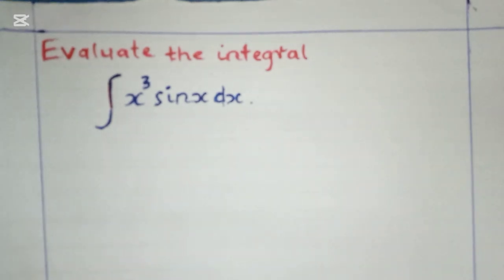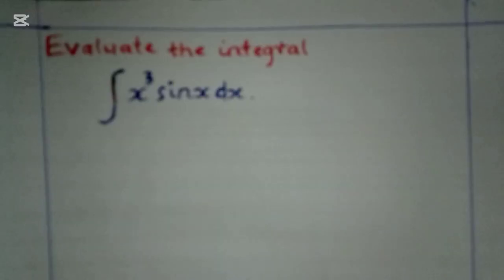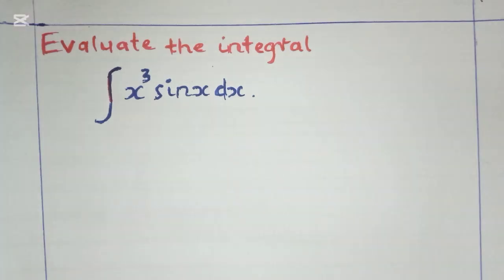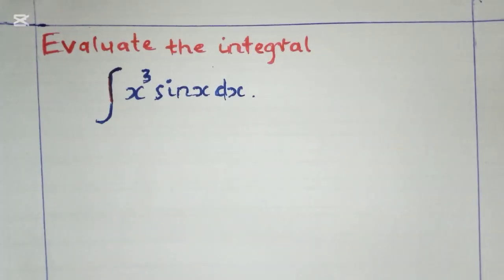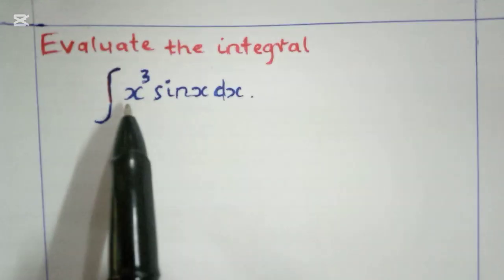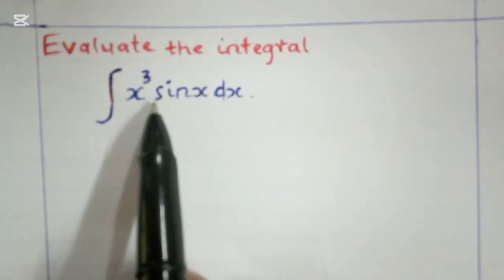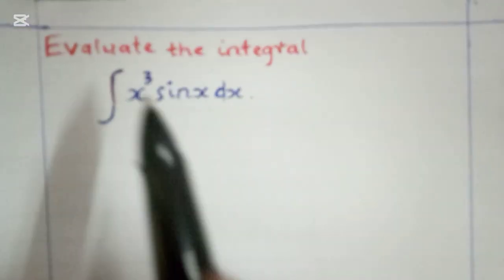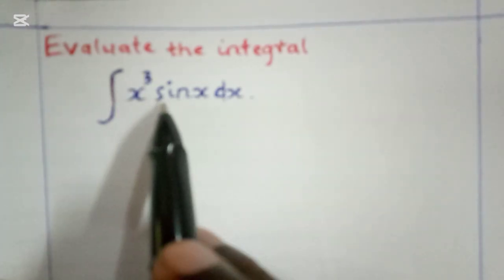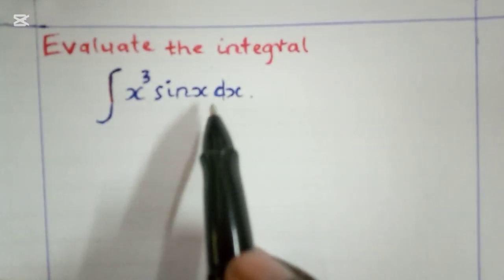And so guys, let's look at this question. As you can see, we use what we call integration by parts. The reason why we use integration by parts is because this expression consists of two functions that are different. For example, we have x cubed here and we have sine x.